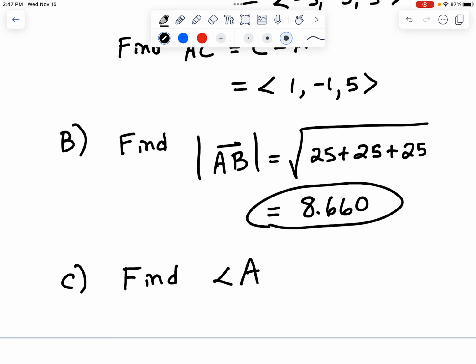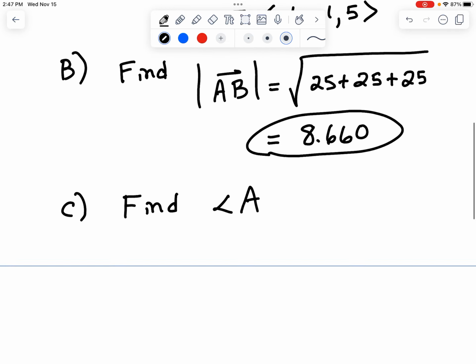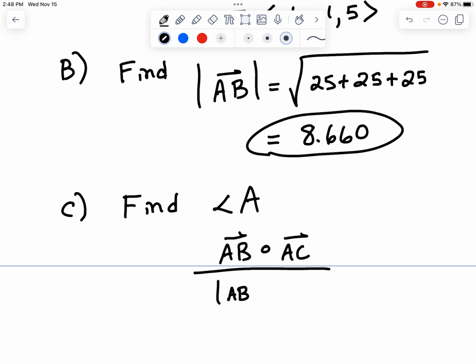All right, the next thing to do is find angle A. So angle A means that you take the AC, I guess I should have started with AB. You start with the AB and then do the dot product with the AC, divide by the length of each one, and then that's what cosine of the angle equals. And I'm just going to use theta for the angle.